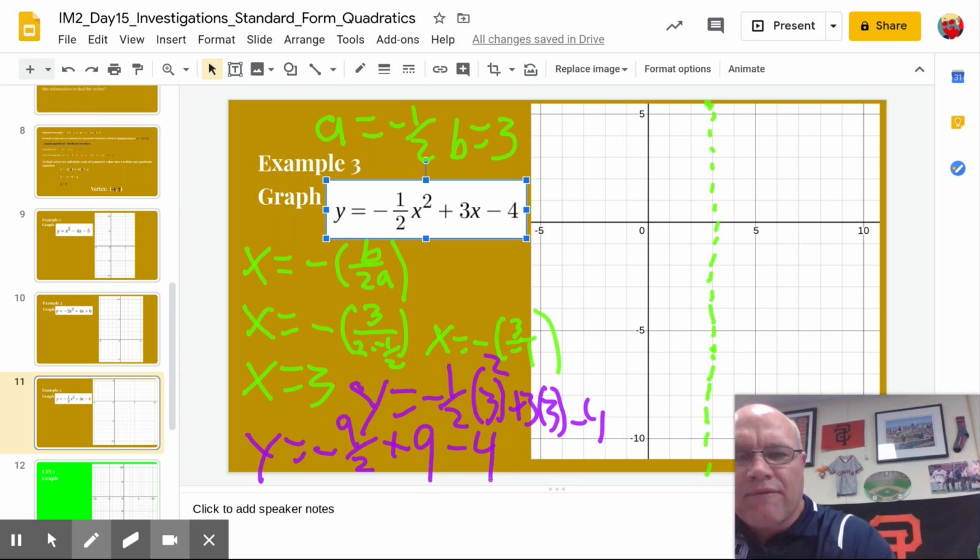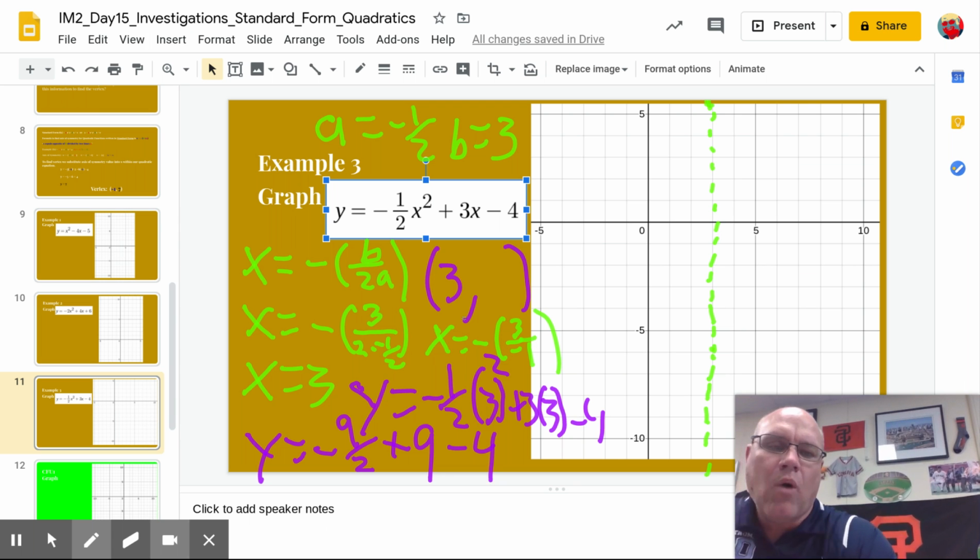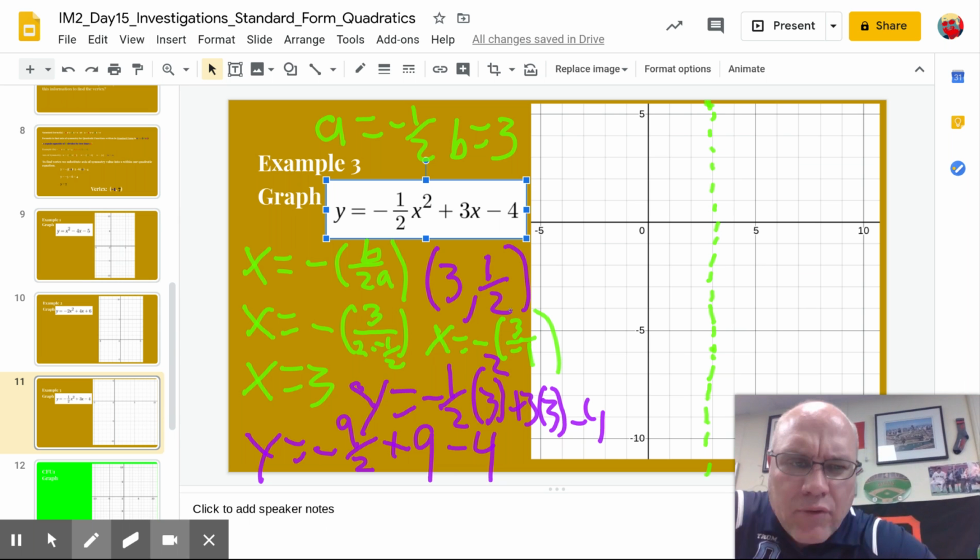So our vertex is when x is 3, y is 1/2 or 0.5. I'm going to say 1/2. So 3 comma 1/2. So go to 3, 1/2, which is right there. All right, so now we're a little bit trickier.